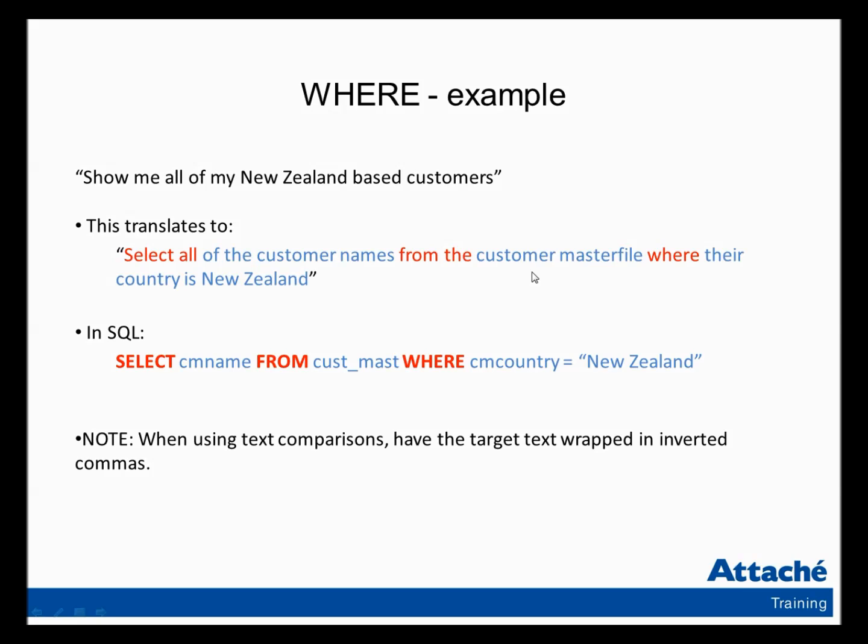So our client asked us for a list of their New Zealand-based customers. This roughly translates to select all of the customer names from the customer master file where their country is New Zealand. In SQL, this is select CM name from cust_mast where CM country equals 'New Zealand'. As mentioned earlier, remember to use inverted commas when referencing specific text.